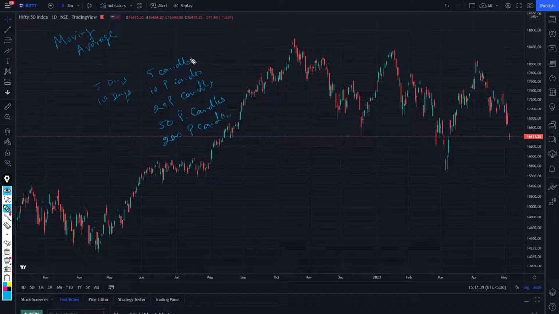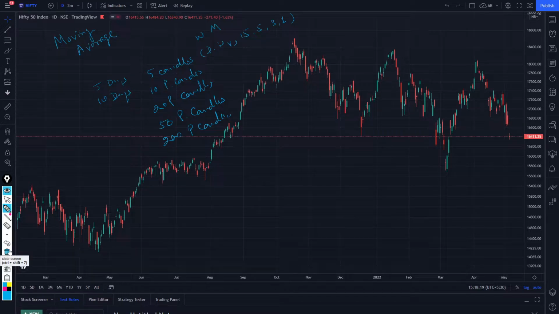Why? Because these candles could be daily, hourly, 15 minute, 5 minute, 3 minute, or even 1 minute. It could be weekly also, or monthly also. So candles could be anything. Whichever candle you choose, the indicator will give you the moving average line of that period. We are going to see how it turns and how it gives benefit. First, how to plot it.